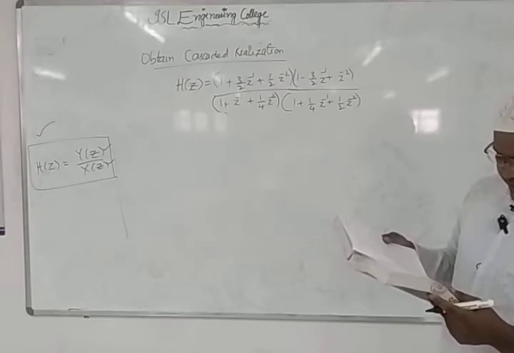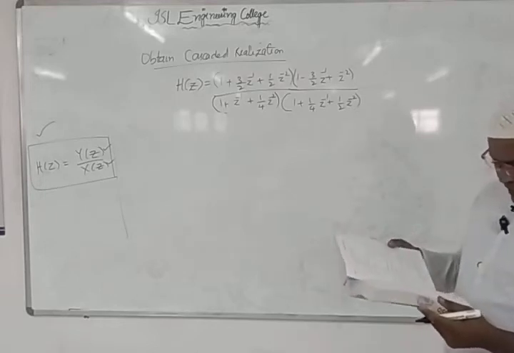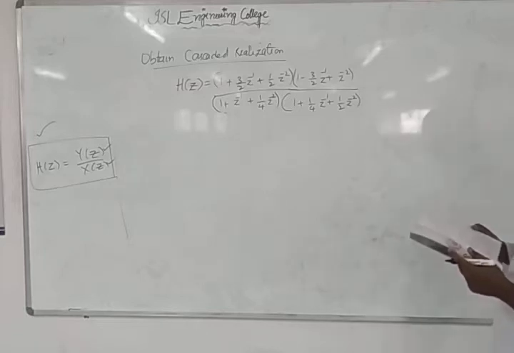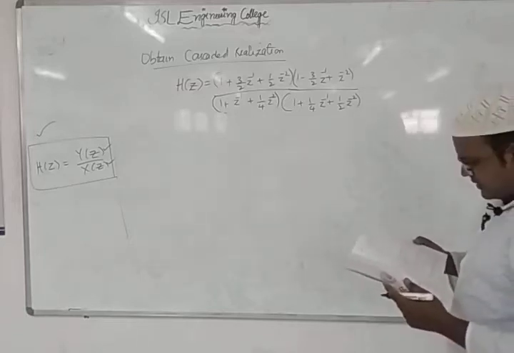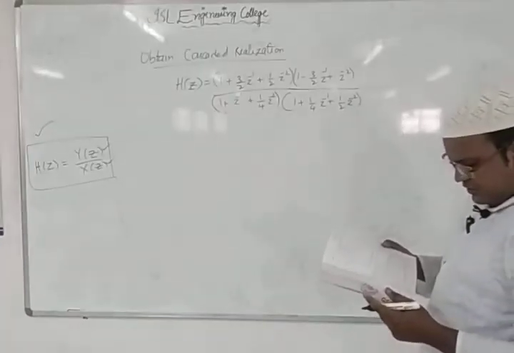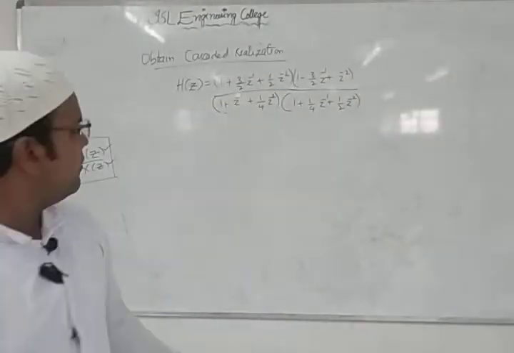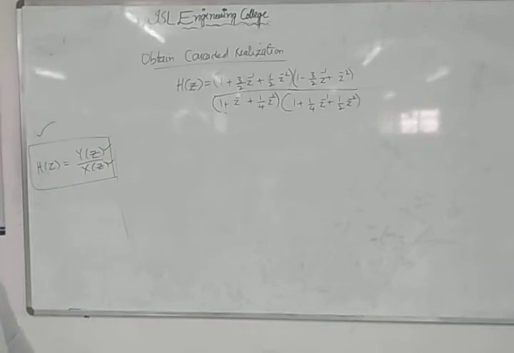So for that we'll write h of z is 1 plus 3 by 2 z power minus 1 plus 1 by 2 z power minus 2, we wrote it. Then the second factor we wrote, and we have to write the cascaded form for the given condition. So for doing this, we will first write down the values. So it's 3 by 2 z power minus 1 plus z power minus 2. So we just want to write for the given condition. For doing this, we will first write down this factor.